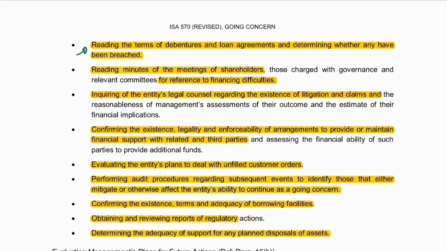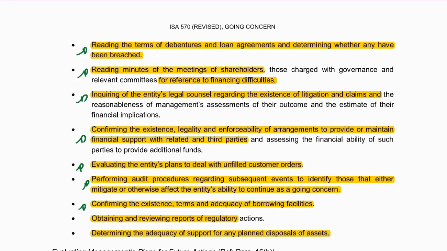Reading terms of debentures and loan agreements to see if they've breached them. Reading minutes of shareholders' meetings for financial difficulties. Inquiring with legal counsel regarding the existence of litigations and claims. Confirming the existence and legality of arrangements with regards to financial support. They had got financial support, so I need to go and confirm that with the bank. Evaluate their plans to deal with unfulfilled customer orders. Performing audit procedures regarding subsequent events to see if anything has happened post-reporting date that gives me an idea on their ability to continue.